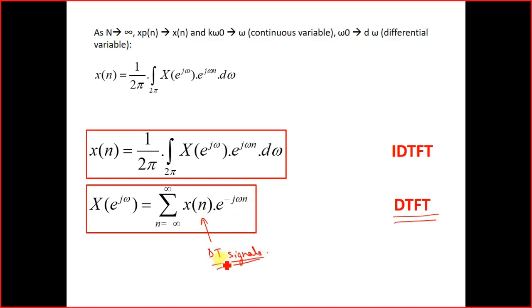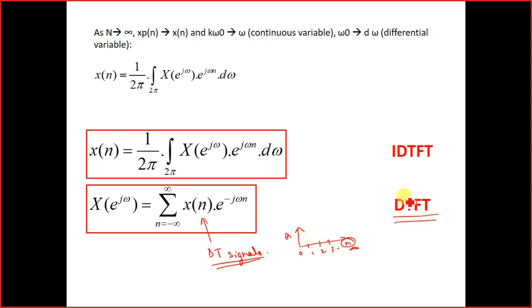Now we get the discrete time signals. As we know, discrete time signals are discrete in time. They vary over 0, 1, 2, 3 till infinity, and you may have it in the negative half also. So it is amplitude versus discrete time.